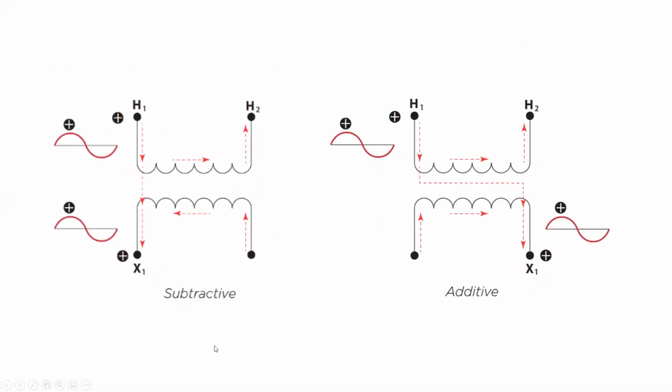On a subtractive wound transformer, you'll notice we have H1 and X1, both on the same side. And although just visually it looks a little different, there is a reason for doing this. So on a subtractive polarity transformer, again, same as what we looked at before, H1 and X1 will have the same polarity at any given moment, and H2 and X2 will have the same polarity at any given moment.